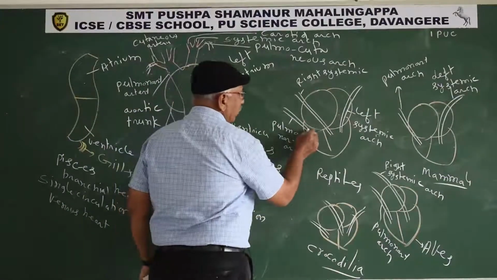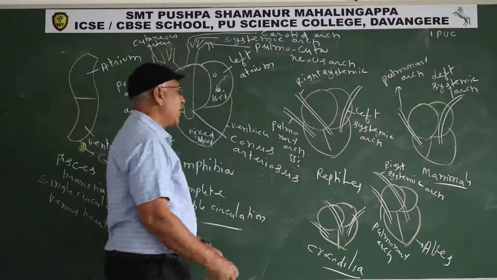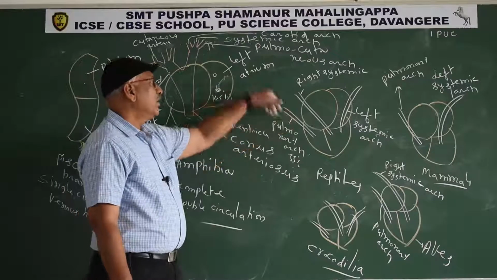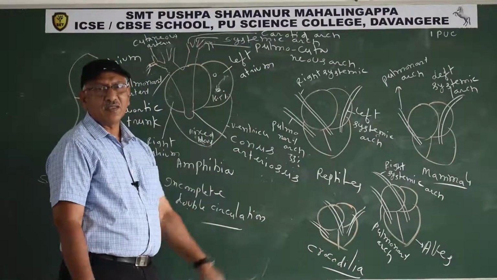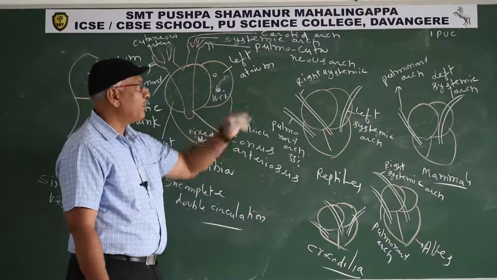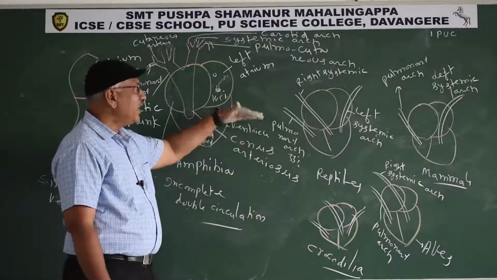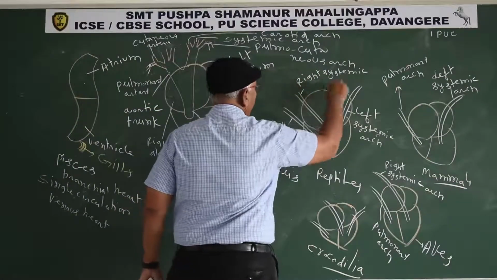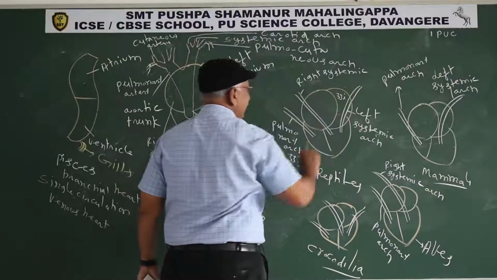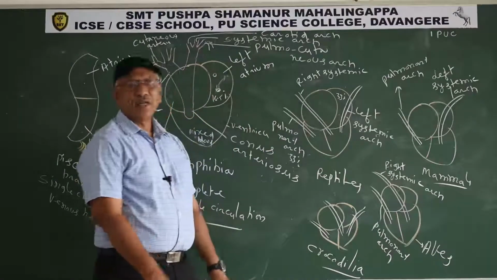33% blood enters into each arch. The 33% blood that enters into pulmonary arch is circulated to lungs. From the pulmonary arch, two pulmonary arteries arise, right pulmonary and left pulmonary. The two pulmonary arteries supply deoxygenated blood to lungs. In lungs it becomes oxygenated. The 33% oxygenated blood enters into the left atrium.